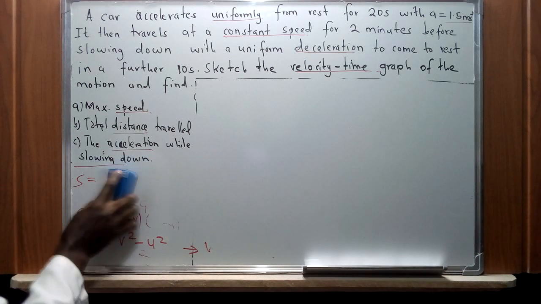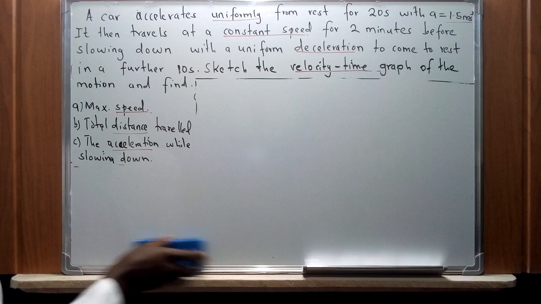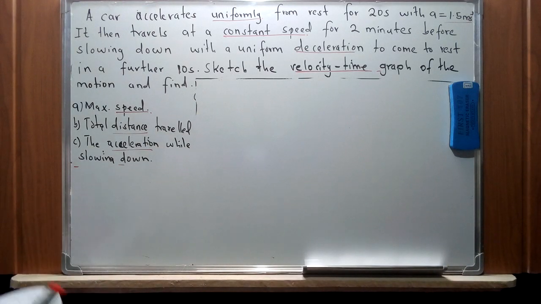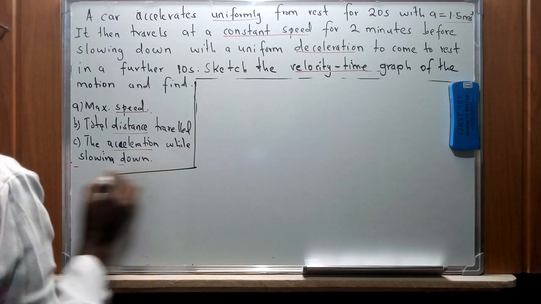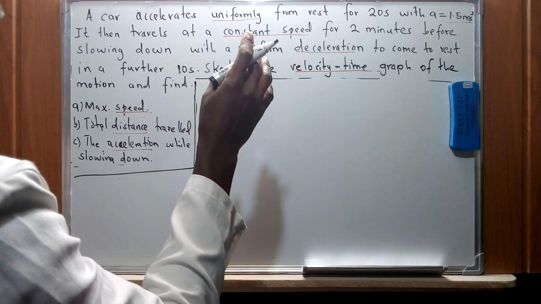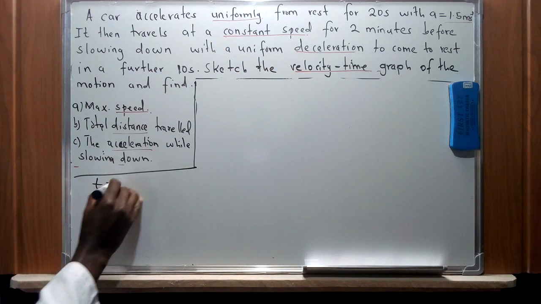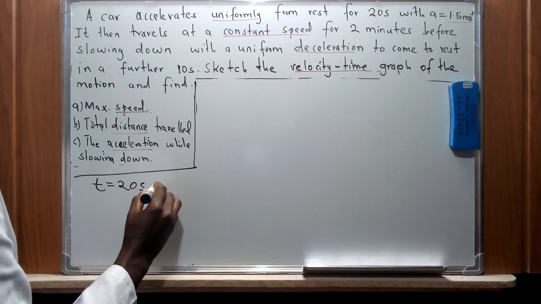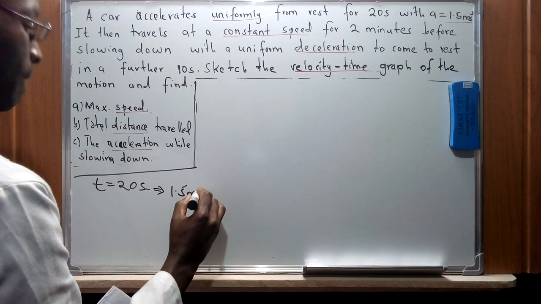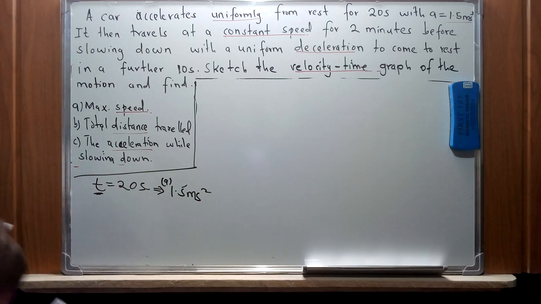So we're just going to list the information that we have been given, so that we are able to use it appropriately in tackling this kind of question. So let's go to it again. We have been told a car accelerates uniformly from rest in 20 seconds. So we have said this is t, 20 seconds, and the acceleration here was 1.5 meters per second square. So this is acceleration, and this is time.